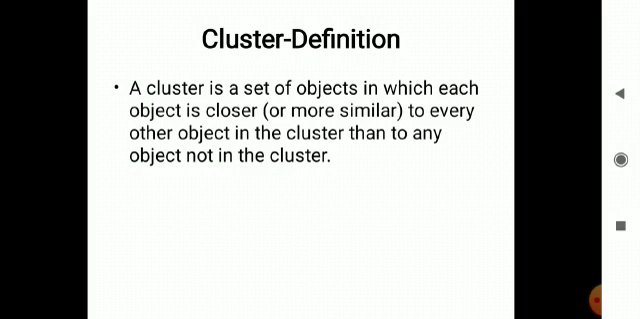And coming to the definition of a cluster. What do you mean by a cluster? It is nothing but a group of objects where each object has more similarity to every other object in the cluster than to any other object in the other cluster. That means if you consider two different objects in the same cluster, they will have more similarity than two different objects from two different clusters. That is called a cluster.